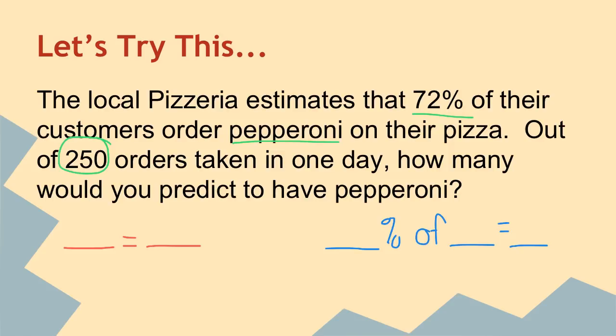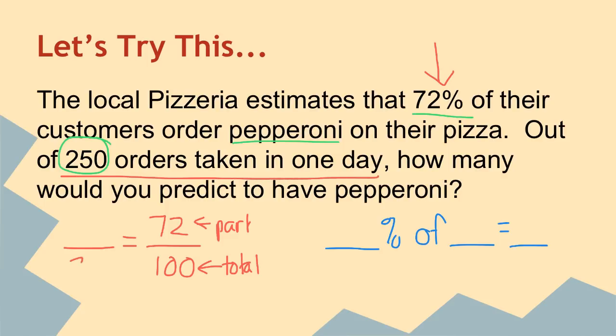So in our proportion, our percent always went over 100. So 72 out of 100 people ordered pepperoni on their pizza. So this is the part over the total amount. So that just means I have to place the 250. The 250 are the total orders taken in one day. So that belongs down here.